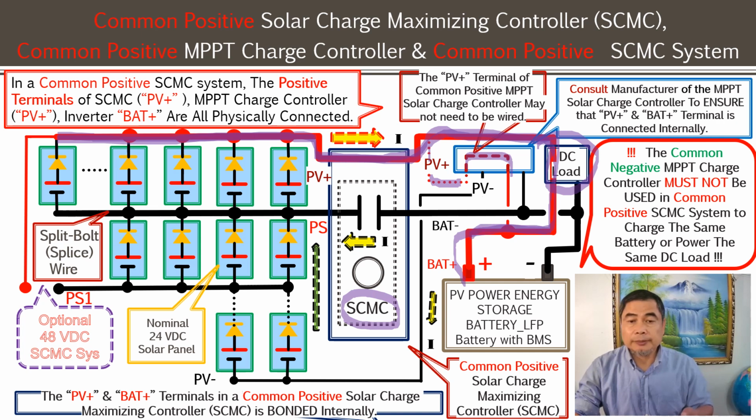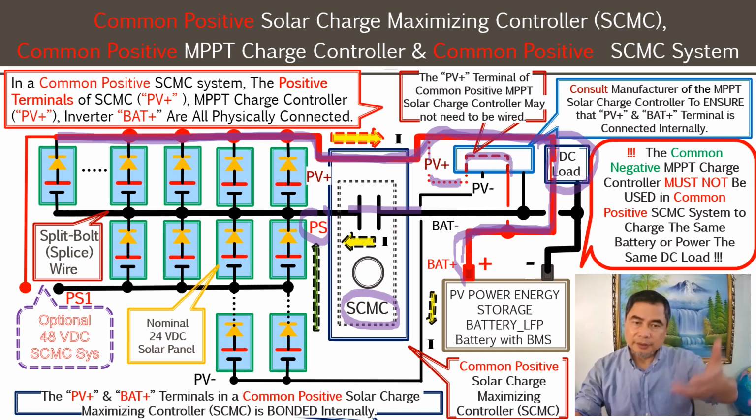So this will be the system total current. We're still going to introduce how to calculate the current, how to figure out the current distribution, but that's the total current we are going to have going through the whole system. And that PV positive terminal does not necessarily need to be connected. It will still work because the battery positive is already connected. And you can see here in the common positive design, PV is still going through the solar charge maximizing controller system, but PV positive doesn't go through it.